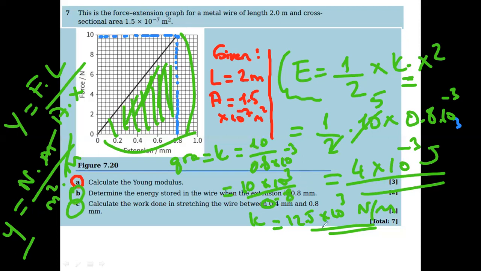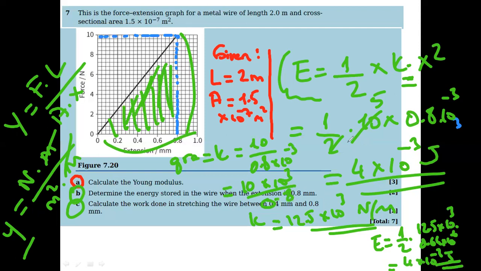Now I can put it in the equation. The energy is equal to 1/2 times K, 12.5 times 10 to the power of 3, times X squared. What is X? 0.8 times 10 to the power of minus 3, squared. It will be 0.64 times 10 to the power of minus 6. So from here, 12.5 times 0.64 divided by 2 will be, again, the same answer. We will have 4 times 10 to the power minus 3 joule. See, we have received the same answer.